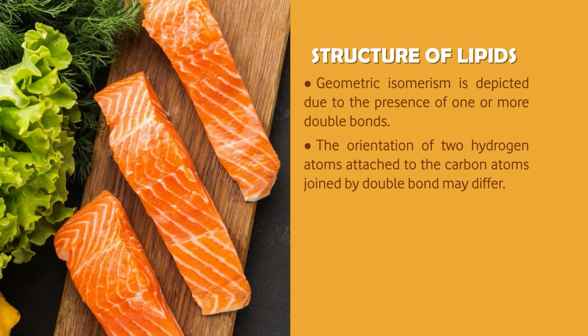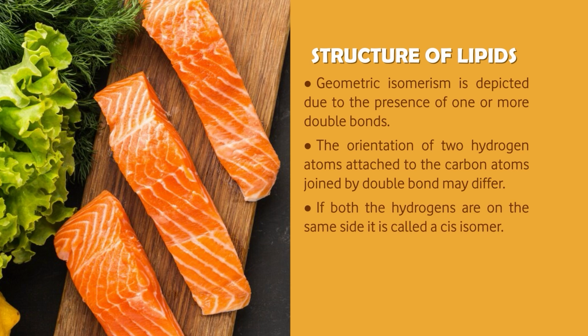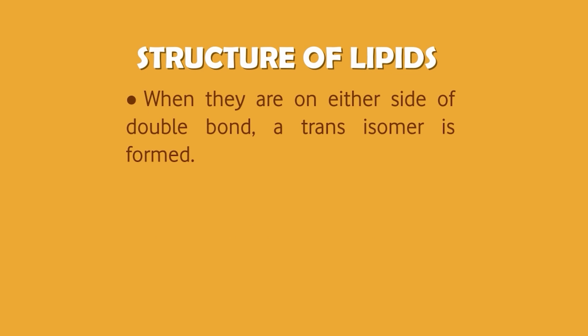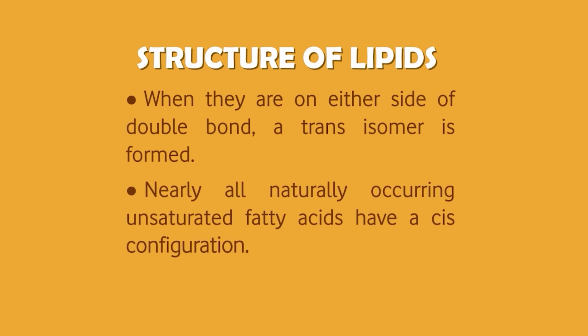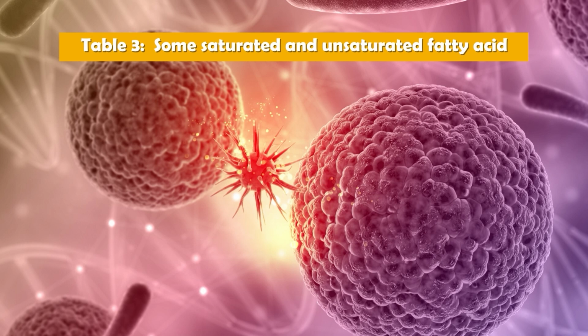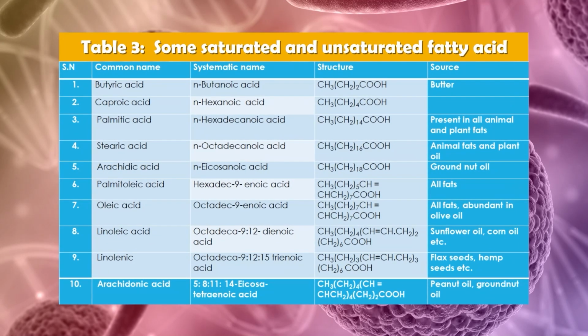The orientation of the two hydrogen atoms attached to the carbon atoms joined by a double bond may differ. If both the hydrogens are on the same side, it is called a cis isomer, and when they are on either side of the double bond, a trans isomer is formed. Nearly all naturally occurring unsaturated fatty acids have a cis configuration. So, these are some saturated and unsaturated fatty acids.